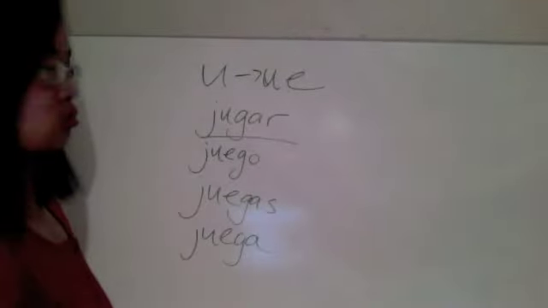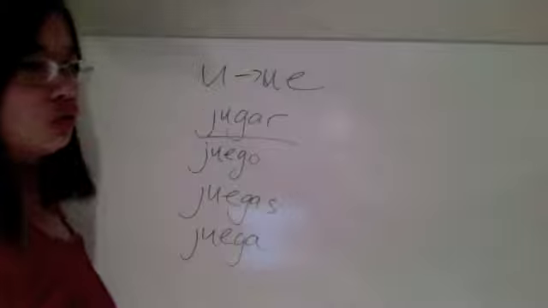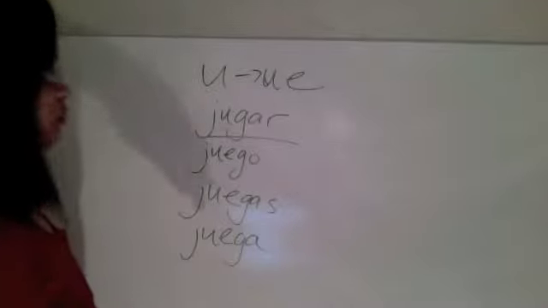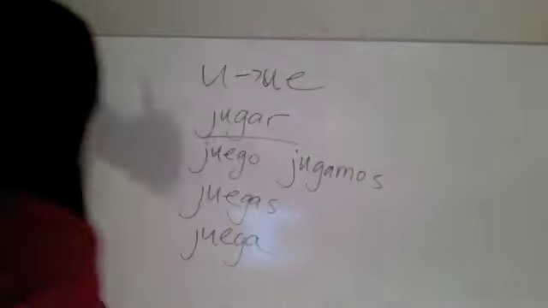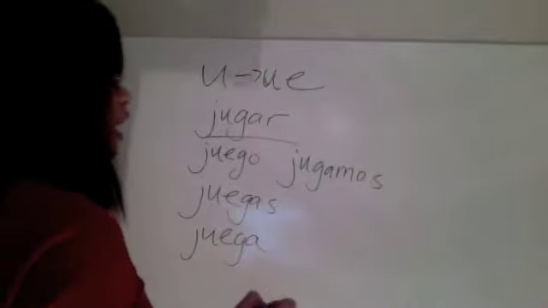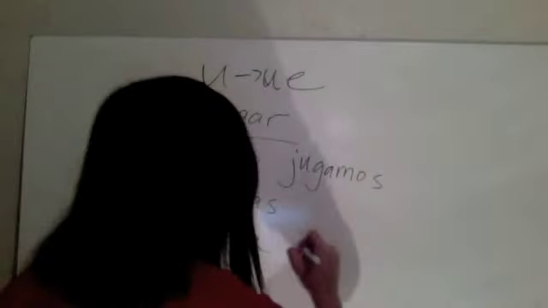Nosotros, remember it follows the rule. So the nosotros form does not have stem change. Jugamos. Ellos, ellas, ustedes juegan.